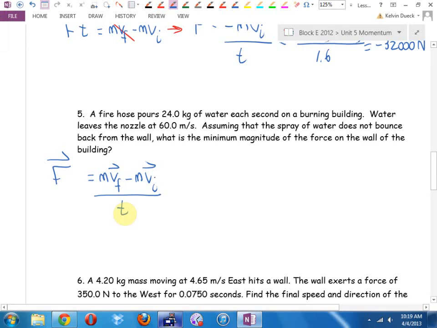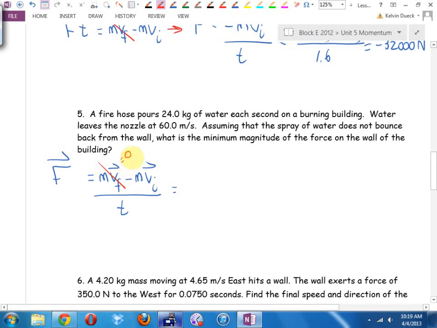I'm only seeing one velocity, 60. Is that V initial or V final? So what's V final? Oh, I guess it comes to a stop. Now we're assuming the spray doesn't bounce back from the wall. If we knew how fast it bounced back from the wall, we would have a V final. And we would call it negative because it was in the opposite direction of the ingoing velocity, and that would give us a very big force, even more so.